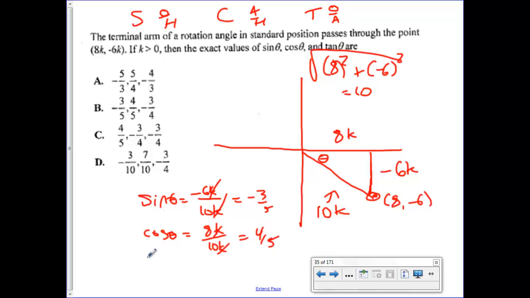And then tan would be equal to opposite over adjacent. So opposite would be negative 6k over the adjacent, which would be 8k. The k's cancel, and it's negative 3 over 4. That's where the negatives come in, because if you don't watch those negatives, they kind of try to mess with you. It should be B.